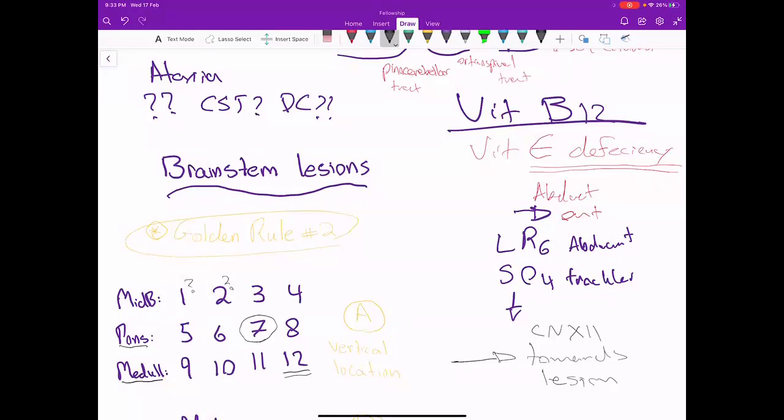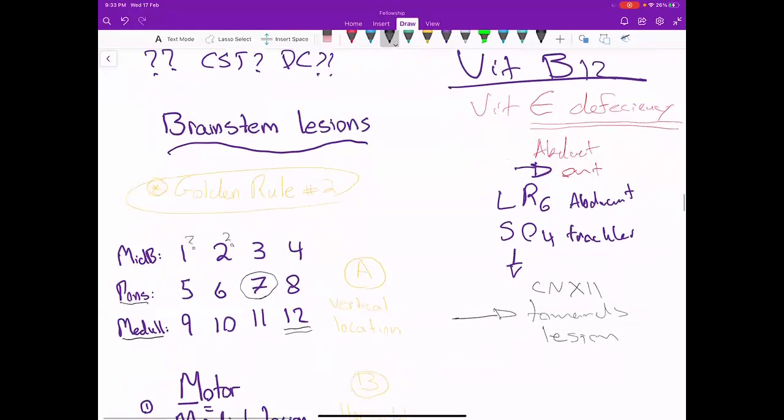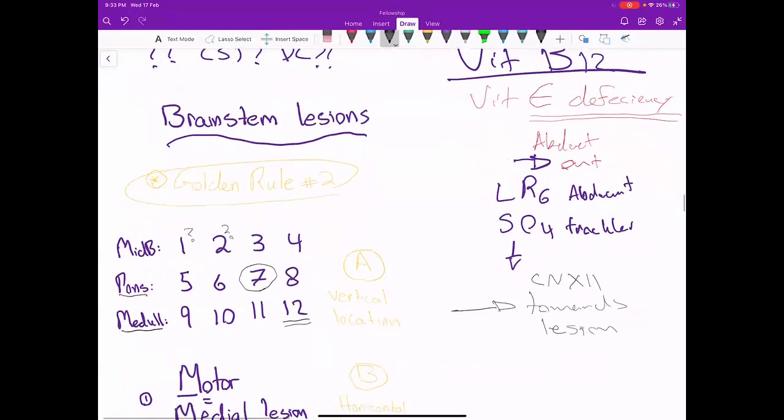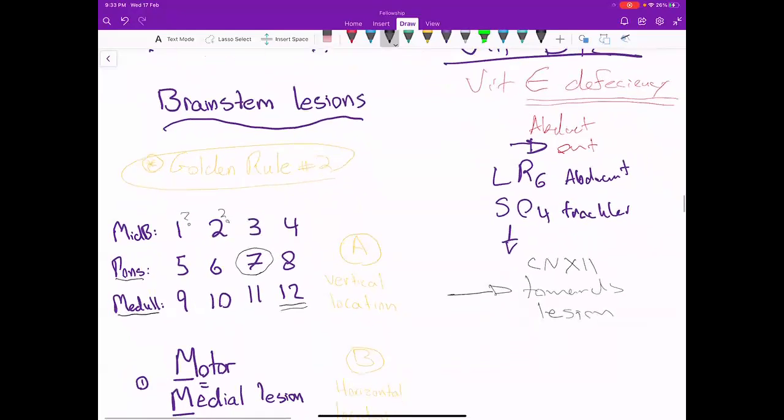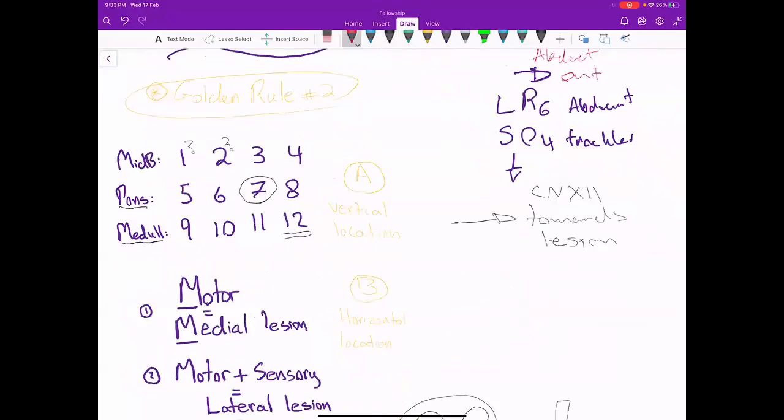Next, we need the horizontal location. And the horizontal location is very simple. Again, we always ask ourselves, is it motor or is it sensory? If it is only motor symptoms, then the lesion will always be medial. If we have both motor and sensory, then the lesion is lateral. Is that clear?